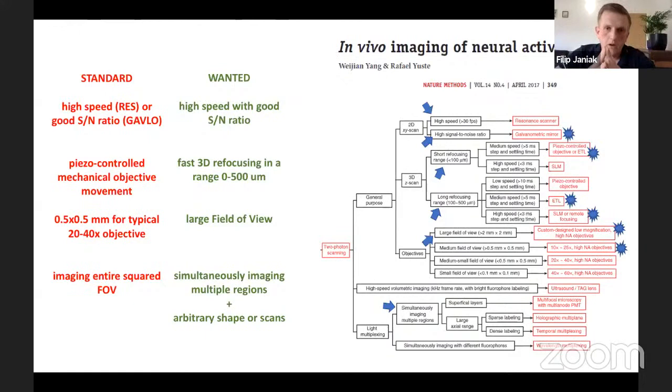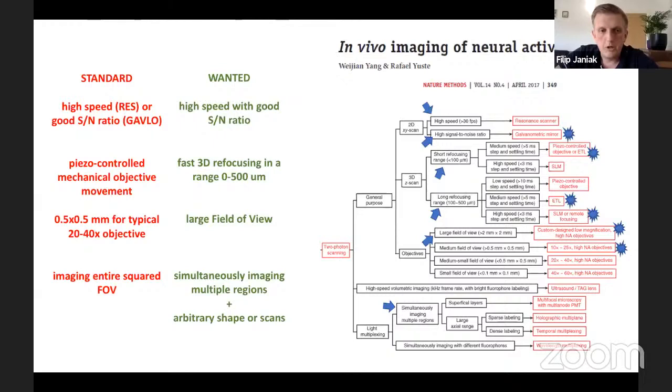We also would like to have the possibility to image in a volumetric manner. That means to collect data not only from one depth, but from different depths in a relatively short time without manual movement of the objective. Of course, we would like to have a big field of view, which is typically limited for a standard 20x objective to up to half by half a millimeter, and even lower for objectives with bigger magnification.